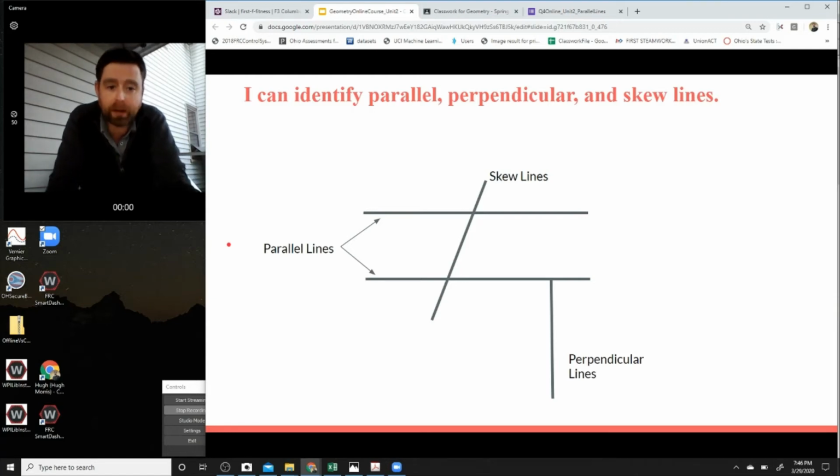I can identify parallel, perpendicular, and skew lines. The first part of figuring out anything, doesn't matter what the field is, is understanding what things are called, understanding the English behind the names. And much of this you already know.